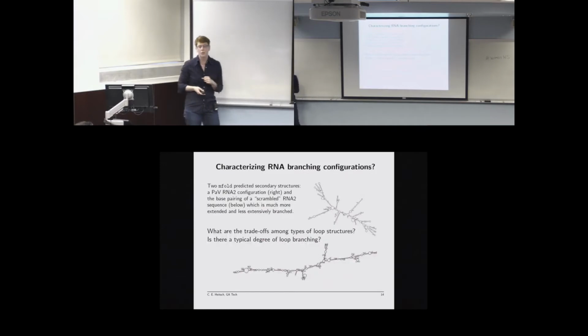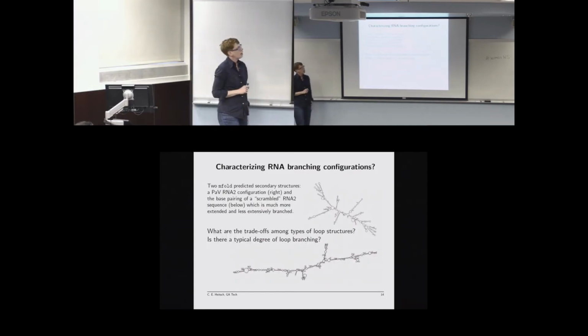Another question that one might ask is, all right, branching seems to be making a difference. So for instance, these are two sequences. This is the shorter of the two genome sequences, 1,300 bases, and this is a predicted minimum free energy structure. Then the sequence has been scrambled and run through the same prediction algorithm, and this is the MFE prediction for that one.